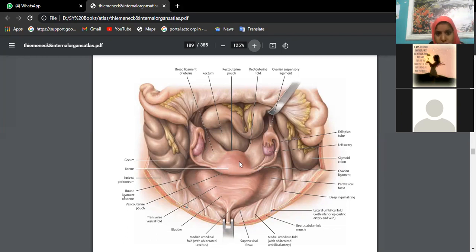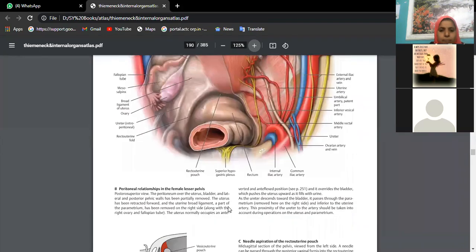Then what is the name of this broad structure which is completely enclosing the uterus, beta? What is this fold of peritoneum which is completely enclosing the uterus? What is it called? Broad ligament. Okay, broad ligament. So the broad ligament has further parts: mesometrium, mesovarium, and mesosalpinx. Those are the folds of peritoneum associated with the uterus.